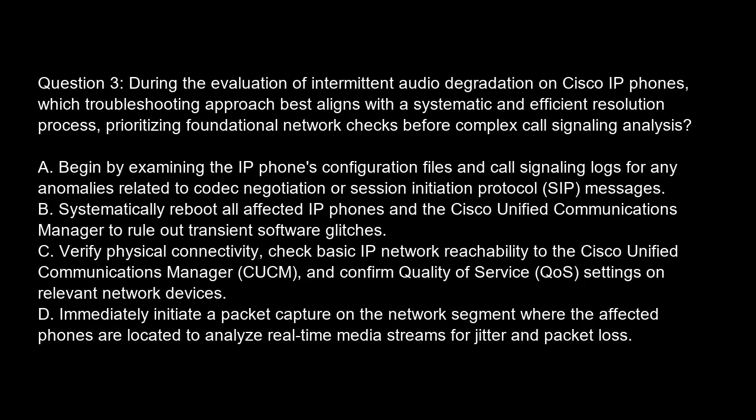Question 3. During the evaluation of intermittent audio degradation on Cisco IP phones, which troubleshooting approach best aligns with a systematic and efficient resolution process, prioritizing foundational network checks before complex call signaling analysis? Option A. Begin by examining the IP phone's configuration files and call signaling logs for any anomalies related to codec negotiation or session initiation protocol, SIP messages. Option B. Systematically reboot all affected IP phones and the Cisco Unified Communications Manager to rule out transient software glitches.